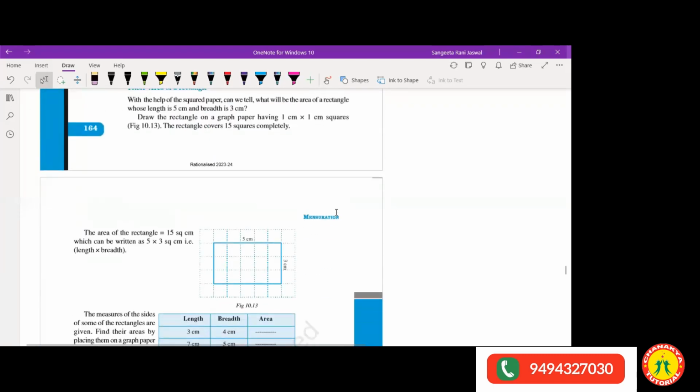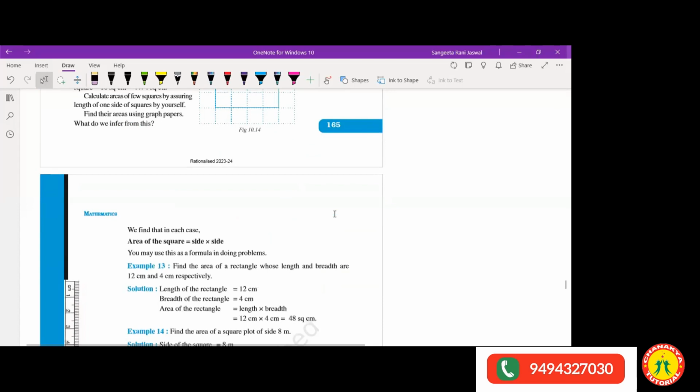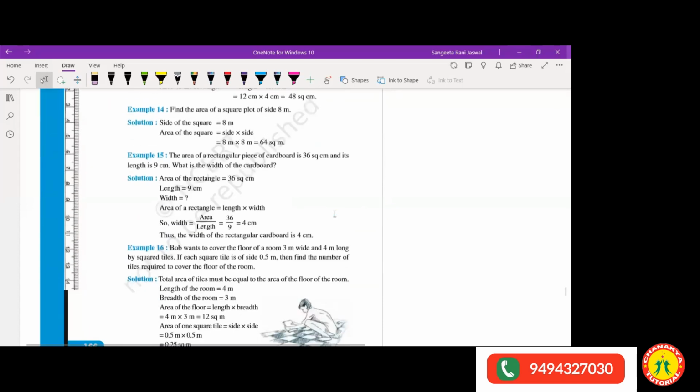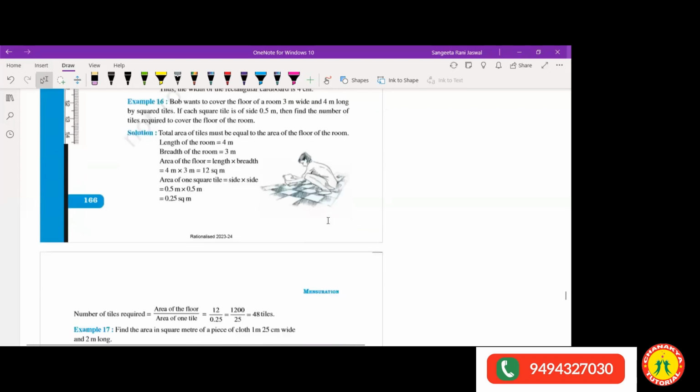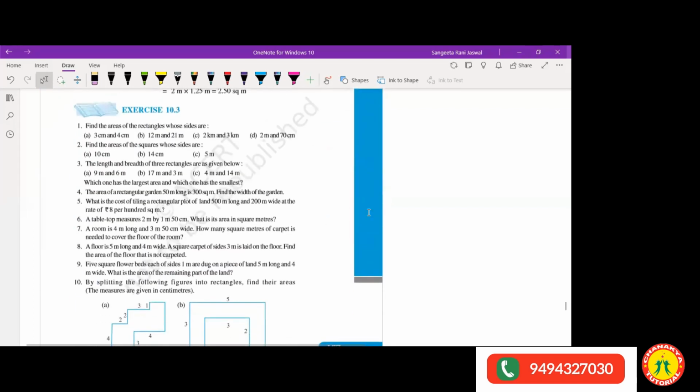Children, please do the examples of your book also. Whichever book you have, please do the examples also. In our school for revision, we do those questions also. So whatever book you have, either it's NCERT or any other private publisher, you must do the exercise questions also and examples also.